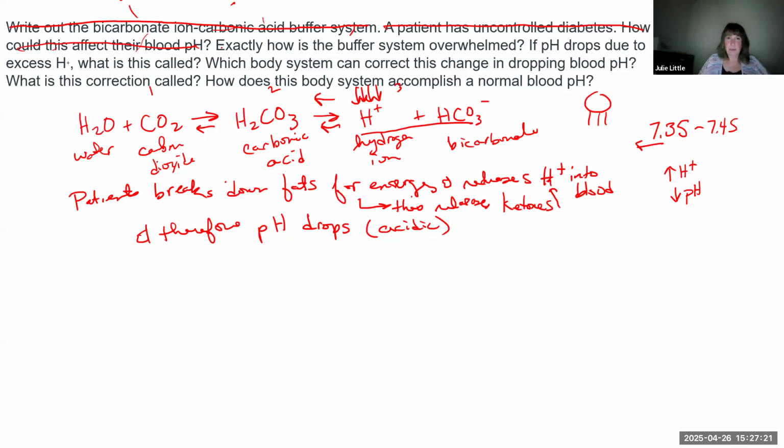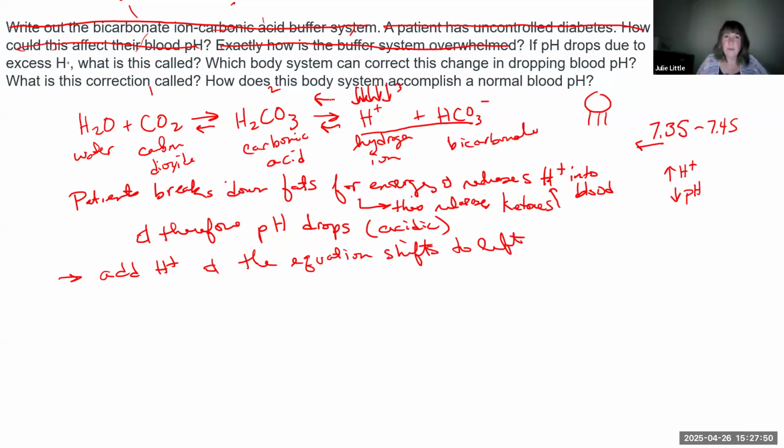The next one, exactly how is the buffer system overwhelmed? You add hydrogen ions to this whole equation up here, which would be the bicarbonate ion carbonic acid equation, and the equation shifts to the left. What does that mean? We're adding hydrogen ions here. We get rid of them by shifting to the left and making more carbonic acid. We keep adding more and more hydrogen ions because we keep breaking down ketones. So they have to go somewhere, so we make carbonic acid.